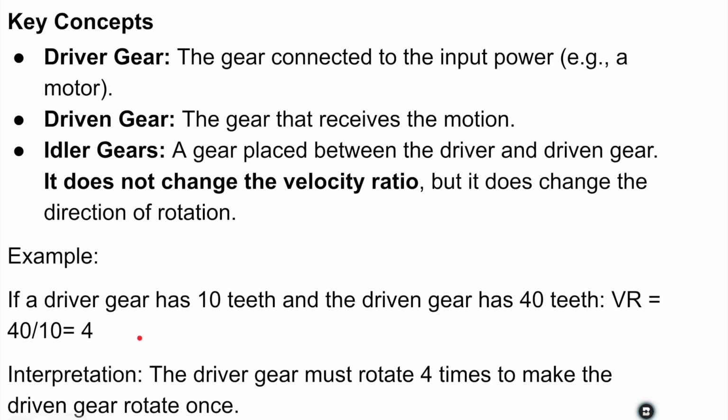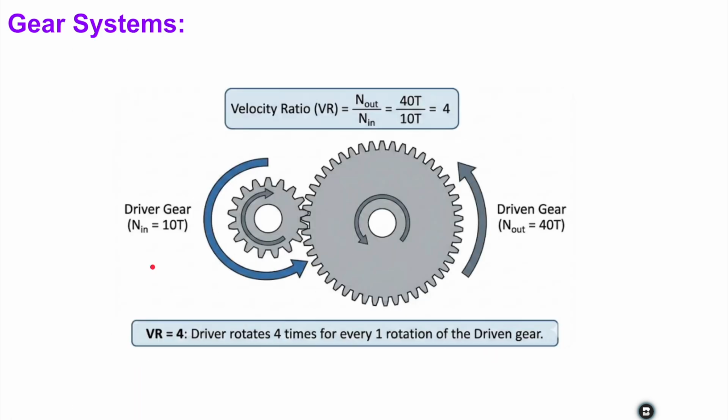An example of this would be a driver gear has 10 teeth and a driven gear has 40 teeth. So the velocity ratio would be 40 over 10, which is 4. And the interpretation of this is that the driver gear must rotate 4 times to make the driven gear rotate once. Here's an example of that. We've got the driver gear here, the driven gear here, and you can see that the driver must rotate 4 times for every rotation of the driven gear. Again, I used AI to generate this image.